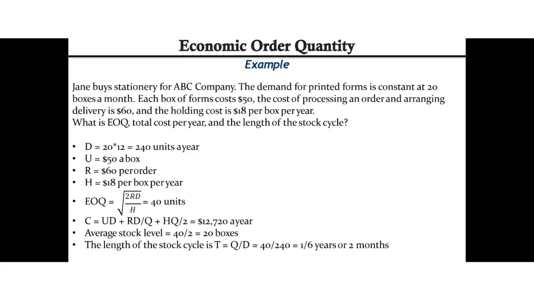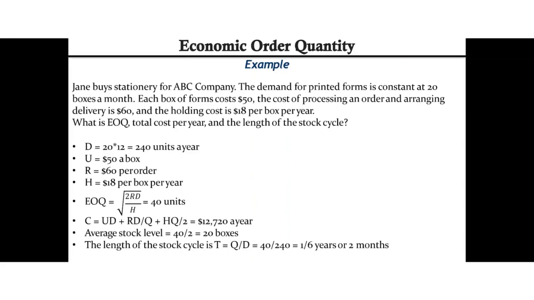Listing these values in consistent units, we find D is 240 units a year, U is $50 a box, R is $60 per order, and H is $18 per box per year. Substituting these values into the economic order quantity formula gives 40 units. So Jane should always order 40 boxes at a time. Then the cost is the unit cost component plus the reorder cost component plus the holding cost component, which gives us $12,700.20 a year.